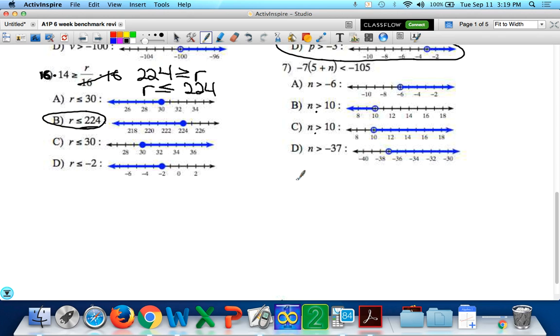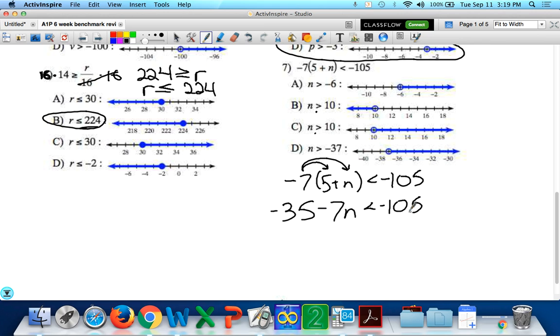Number 7, I'm going to write down here because it needs a little bit more room to work. Before we can start moving pieces around, we have to do this distribution so we can free everything up. We get negative 35 minus 7n is less than negative 105. And this is the first thing that people get wrong on this problem. They'll switch the sign because they say, but Mr. Sorrell, I multiplied by a negative. I say, yes, you did, but we didn't do both sides. You flip that sign whenever you multiply or divide by a negative on both sides. In other words, when we choose to multiply or divide by a negative, that's when you flip the sign.